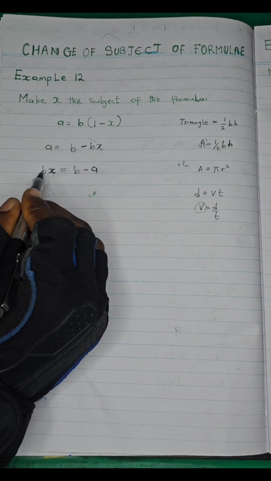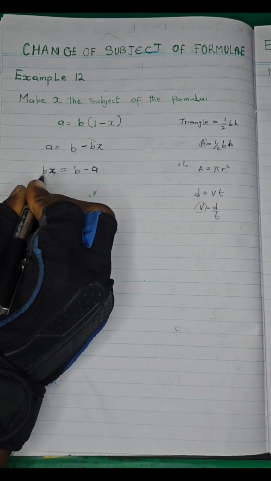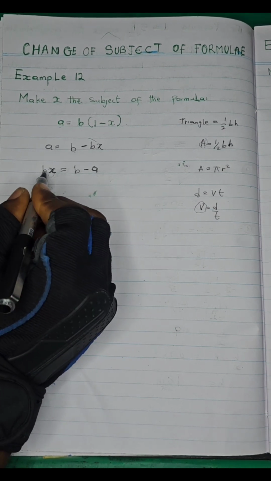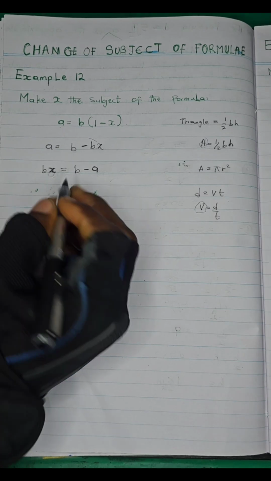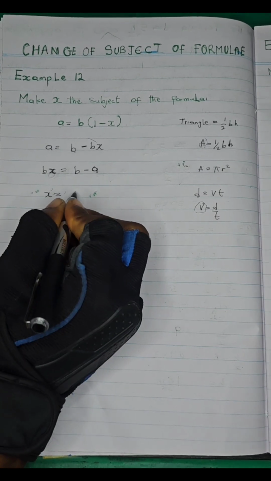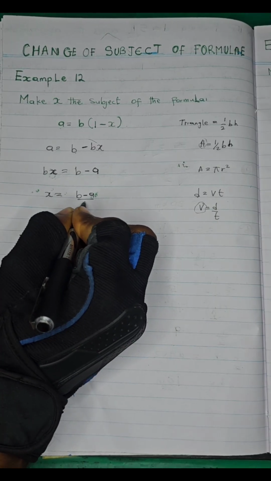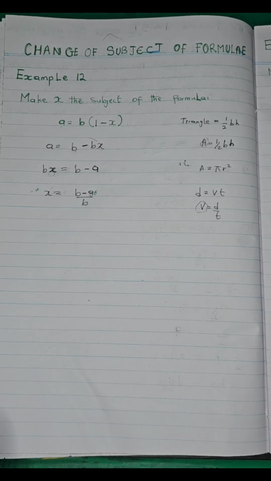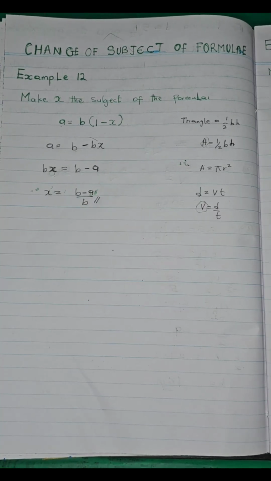So we still have x with a coefficient, but when you are making it the subject, x must be on its own. So what you do is divide both sides by b, or you can say when b crosses the equation, because it's multiplying x here, it becomes division. So we can say x is now b minus a all divided by b. So this is your final answer to the expression.